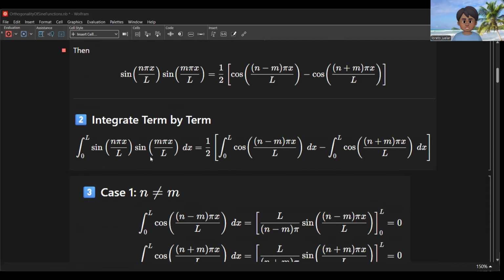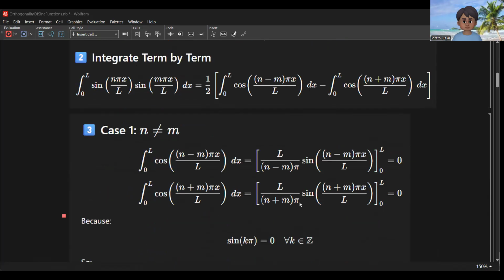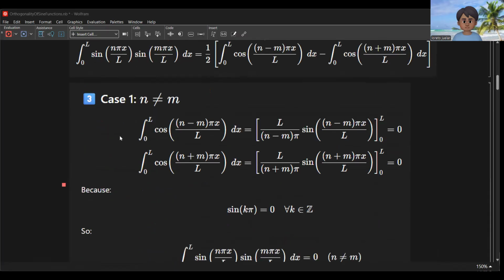So the integral of sine n pi x over L and sine m pi x over L from 0 to L is equal to the difference between the integral of cosine n minus m and cosine n plus m in pi x over L. For the case n is not equal to m, the integral from 0 to L of the cosine of n minus m pi x over L dx is equal to 0 by integration. Then the integral of the cosine n plus m from 0 to L is also equal to 0.